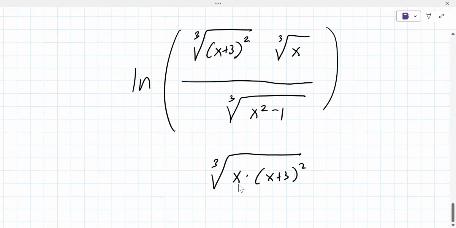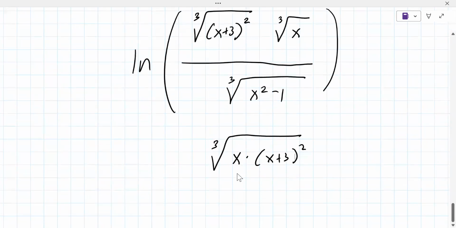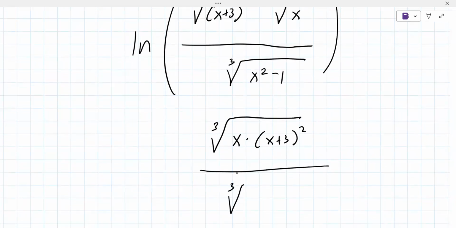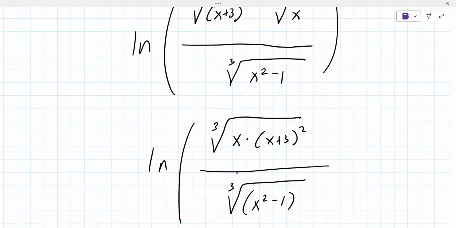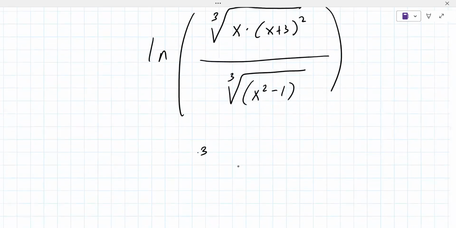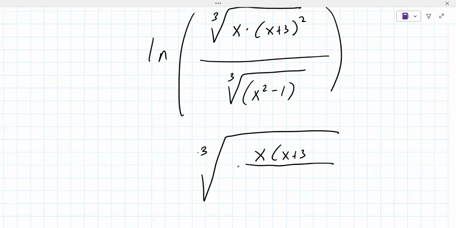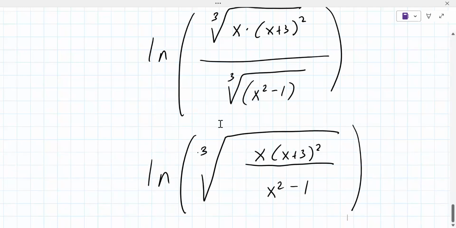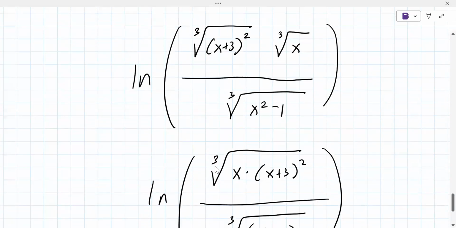If you're wondering why I put the x in front, it's just because it's more commonly put in front when it's a single term, over the cube root of x squared minus 1, like that. But furthermore, you could see it this way, where it's the cube root of everything: x times x plus 3 squared over x squared minus 1, natural log of all that. Now you might think, why couldn't I do that from the beginning? The answer is you could have.